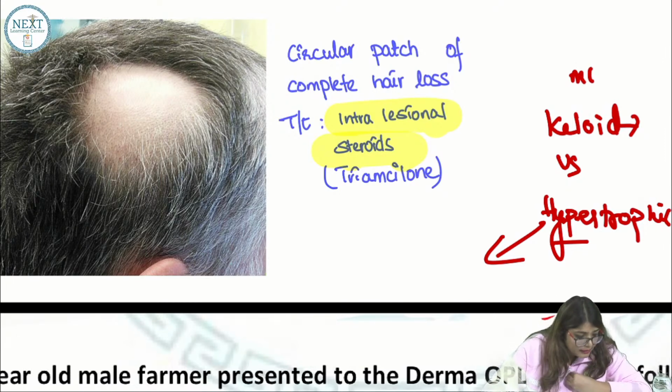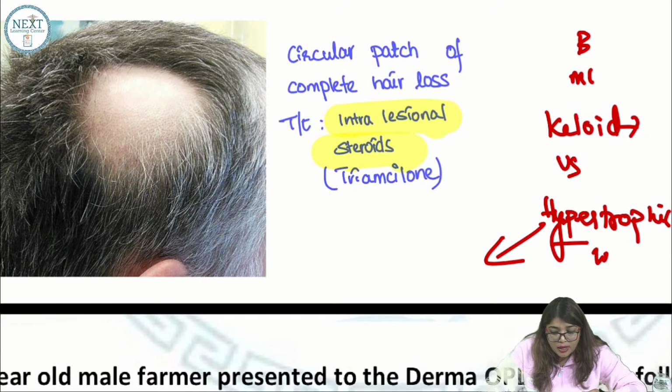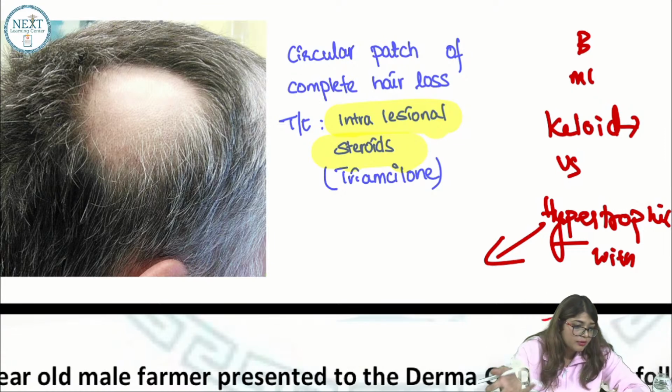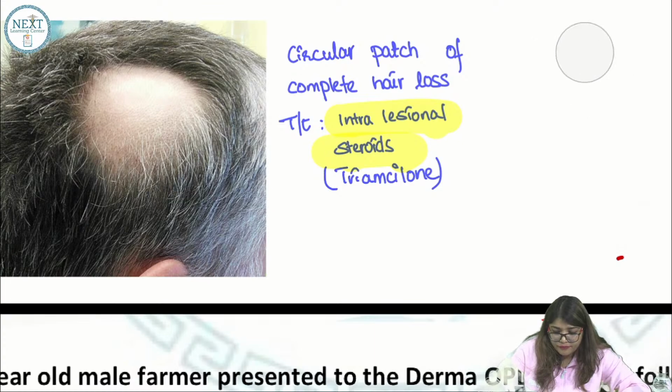So this is beyond boundaries, your keloid. It is within the boundaries, your hypertrophic scar. Regression is seen in hypertrophic scar, not in keloid, while the treatment is intralesional steroids, right? Very good. Triamcinolone.